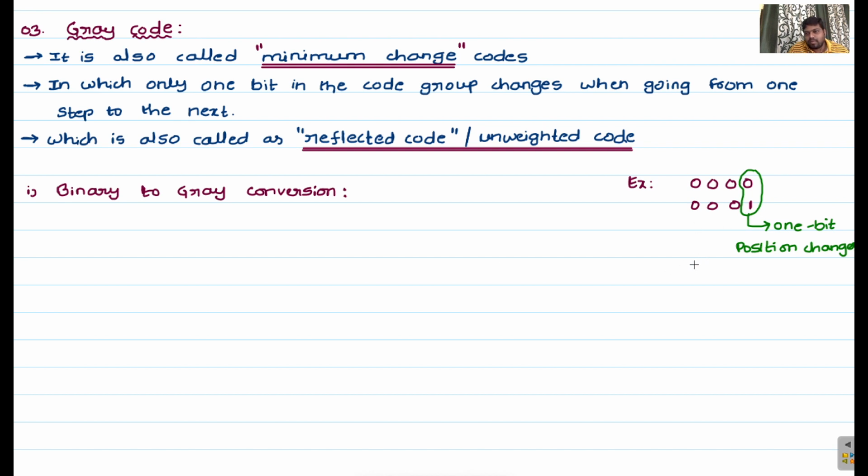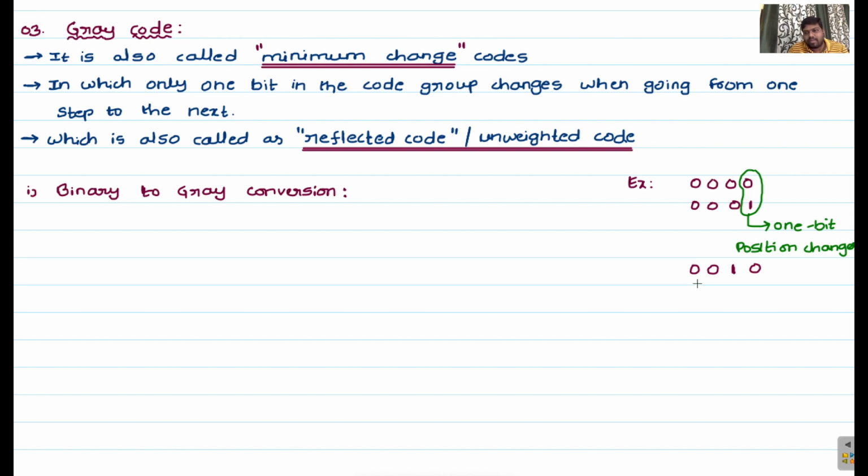After that we have 0010. When you observe these two, the first bit position changes and the second bit position also changes. But our condition is that only one bit in the code group changes when going from one step to the next step. Here 2 bit positions change, so this is not a gray code sequence. To follow a gray code sequence, from one code word to another, we can expect only one bit position change, and the remaining bit positions stay as they are.